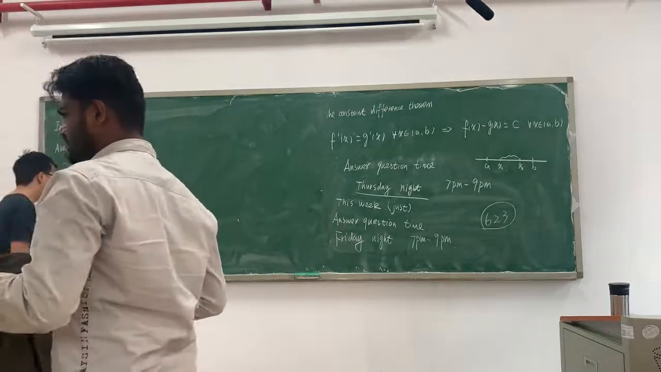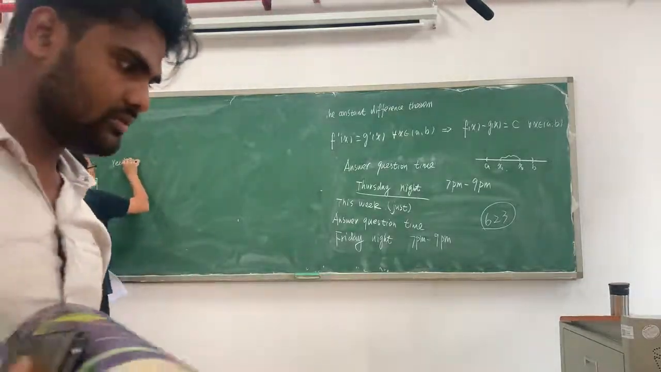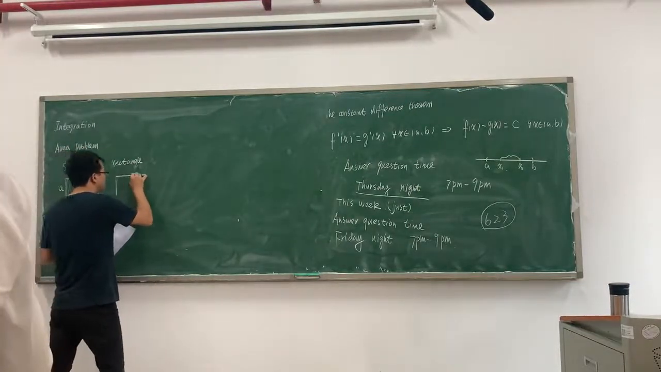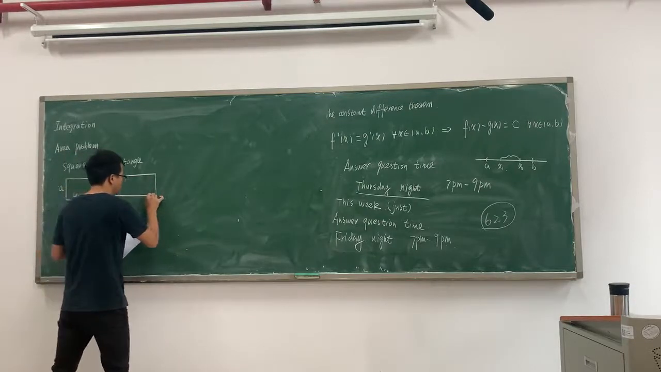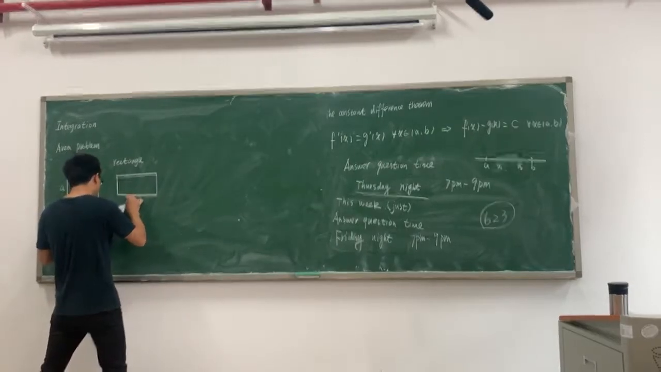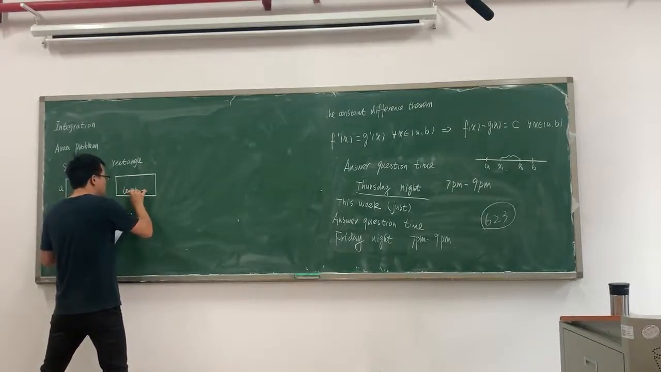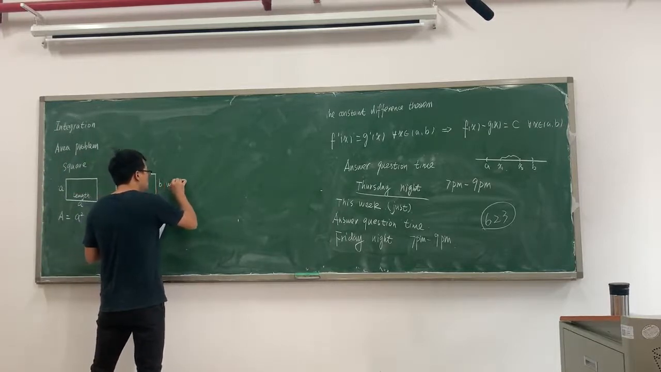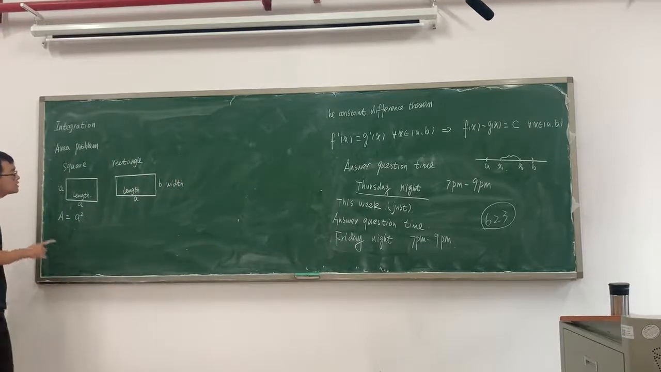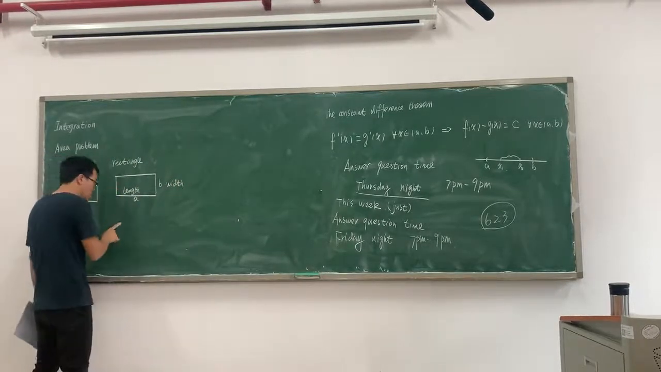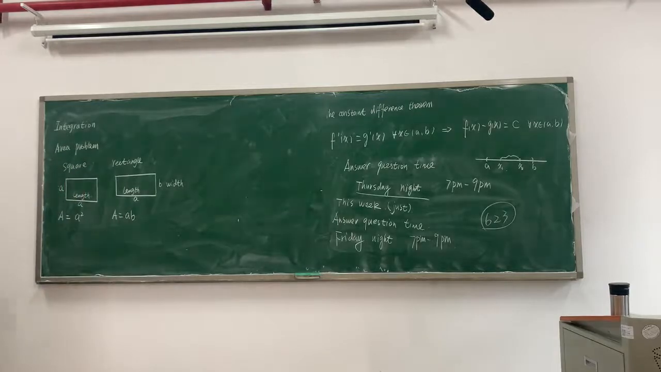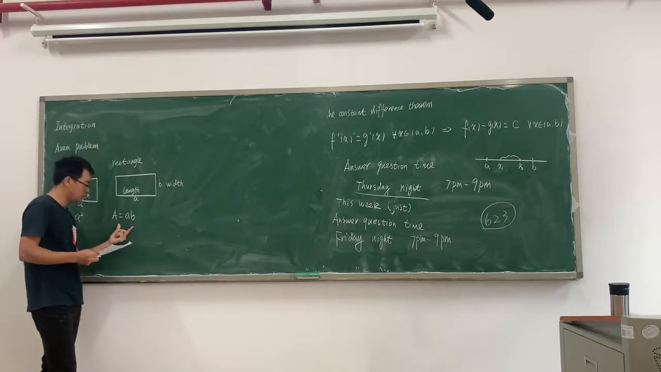Second, now we can see a rectangle. Here the length is A, the width is B. So what's the formula of the area of a rectangle? The area is equal to A times B. So this is the formula of the area of a rectangle.